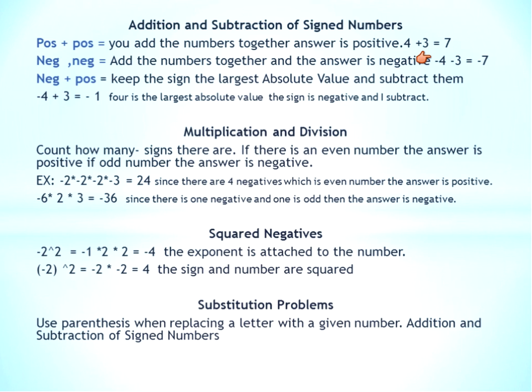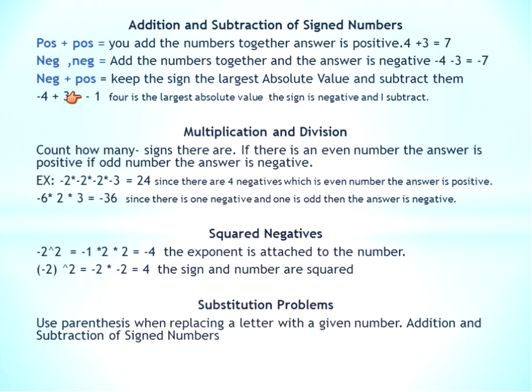Okay, so we add because the signs are the same. We subtract because the signs are different. So let's look at our next one. If one number is negative and one number is positive, that is why we subtract. We subtract the numbers and keep the sign of the largest absolute value, or the largest number, however you want to word it. So in our example here, we have a negative 4 and a positive 3. The 4 is bigger than the 3, and it has a negative sign in front of it, so the answer would be negative. And then we just subtract 4 minus 3. So our answer is negative 1.